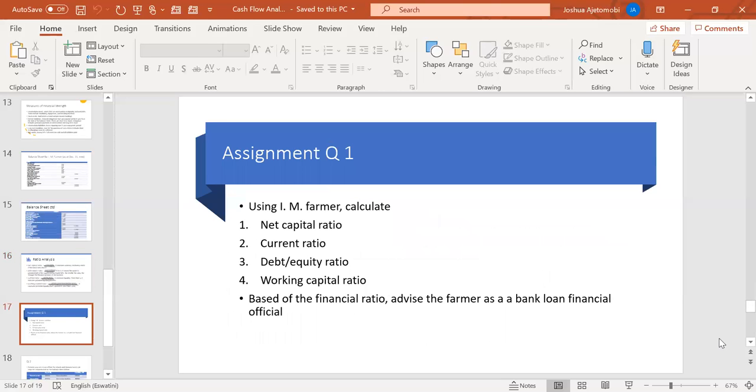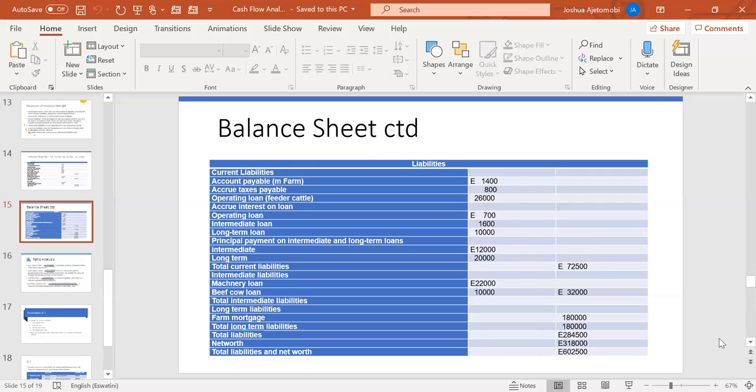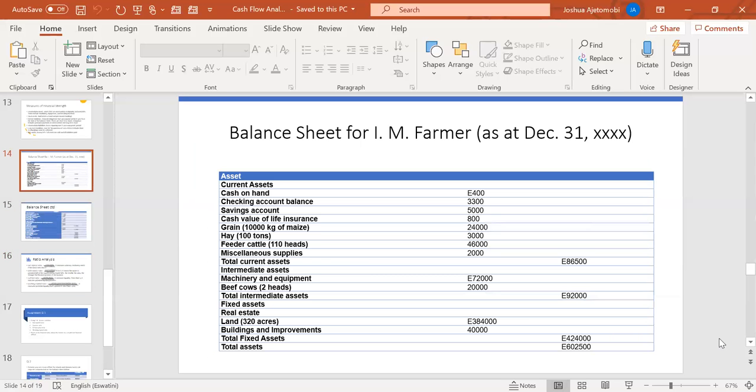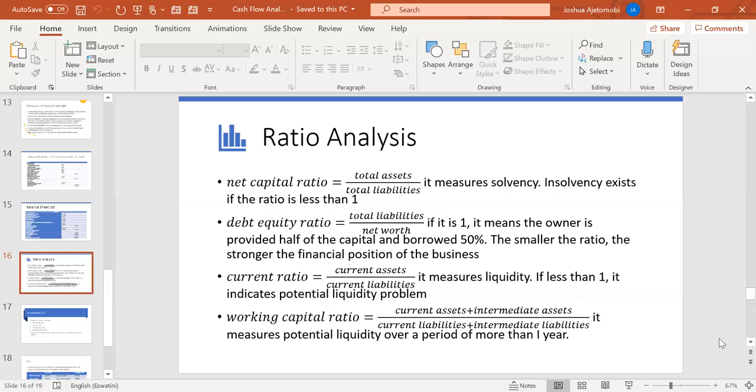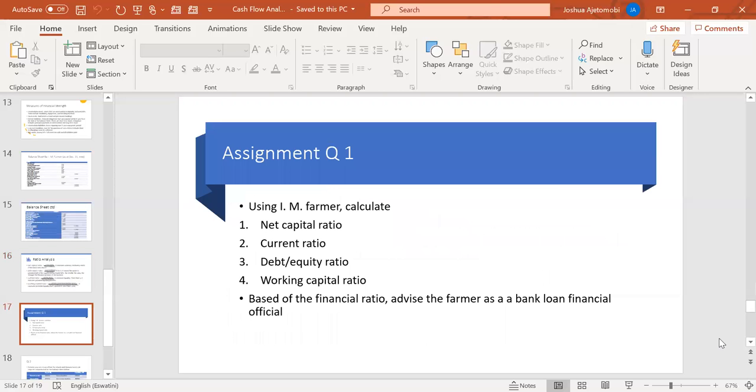So now we move to the assignment. You have two questions for this assignment. You will go back to the farmer example. Then you will use it to calculate your net capital ratio, current ratio, debt equity ratio, working capital ratio. And based on the financial ratios, you will advise the farmer as a bank loan financial official now.